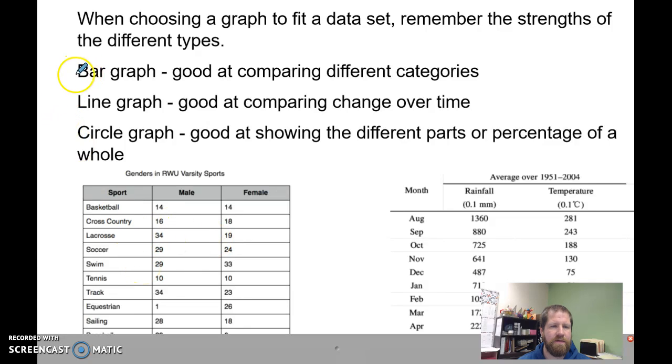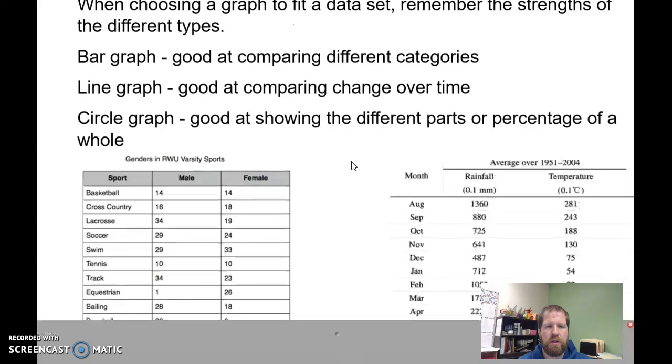We've got our three general graph types: bar graph, line graph, circle graph, and each of them are better at different things. A bar graph is good at comparing different categories. A line graph is good at looking at change, especially change over time. A circle graph is good at showing parts of a whole or percentage of a whole.